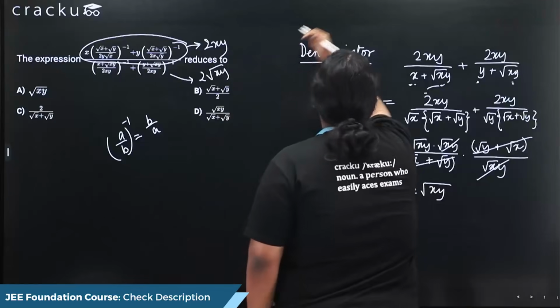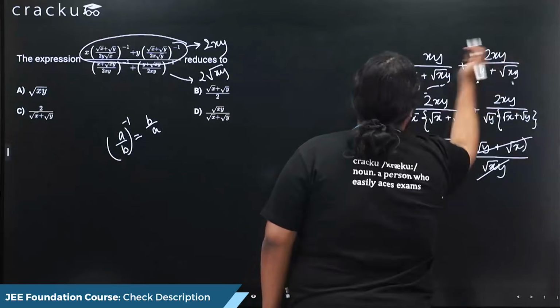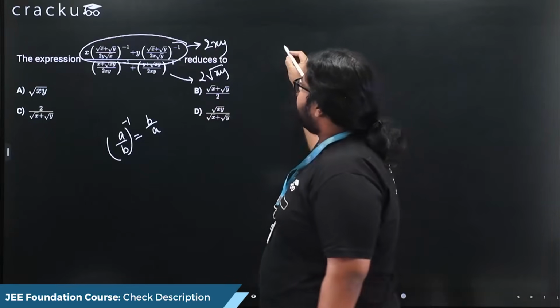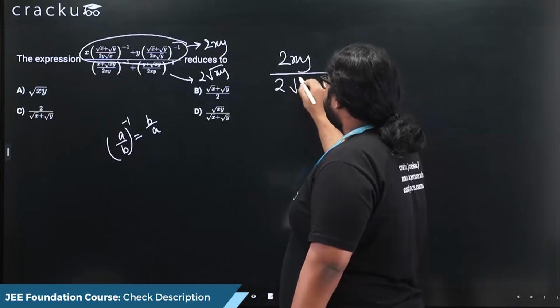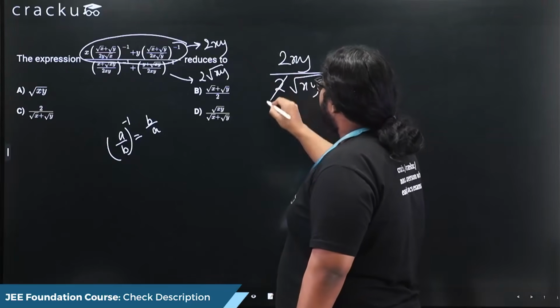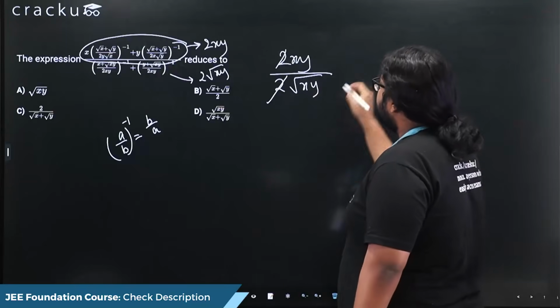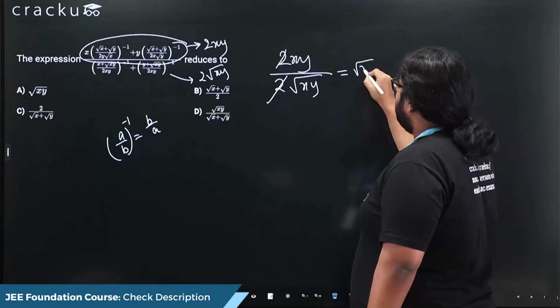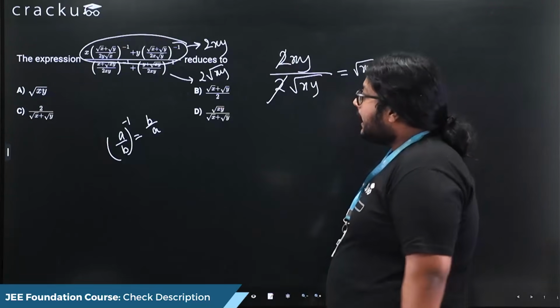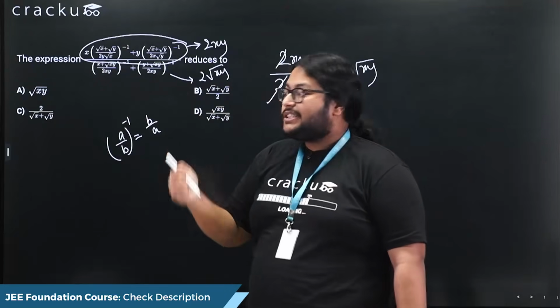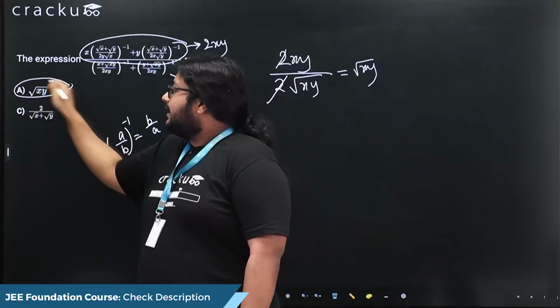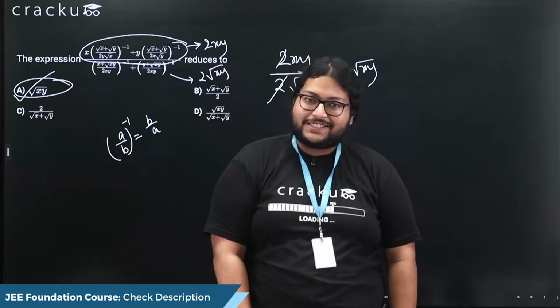So what does my final expression become? My final expression is 2xy divided by 2 root xy. Again, I just cancel this out and I'm left with just root xy. So that tells me that this whole dangerous looking expression reduces to option A, which is root xy.